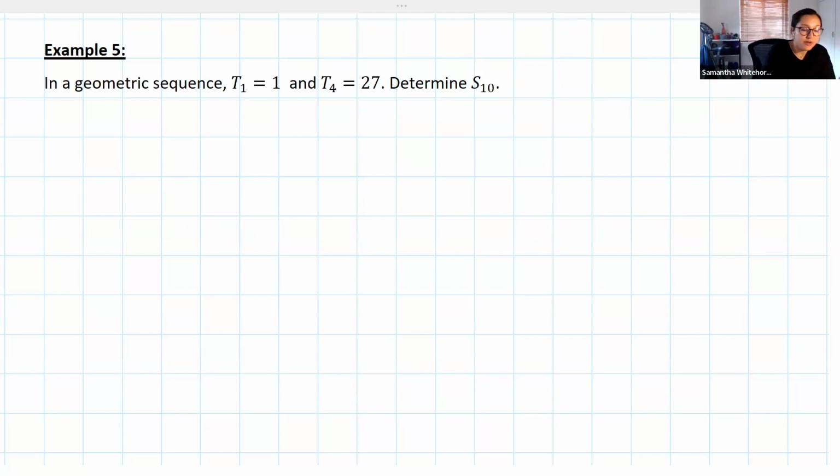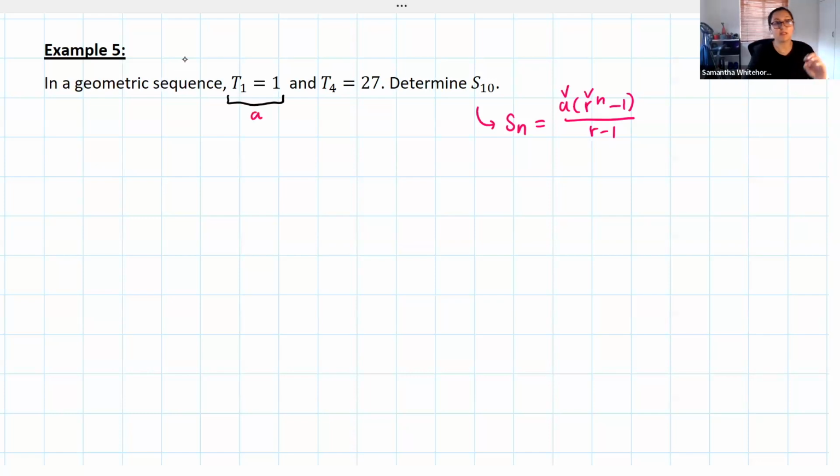So if I just start with term 1 equals 1, remember your sum formula is Sn is equal to A times R to the power n minus 1 all over R minus 1. In this formula, to work out the sum, we need A and we need R. We've been given A. We know that A is equal to 1. That has been given to us in the information. Sorted. So that's where I'm going to use T1 equals 1 as my A value.